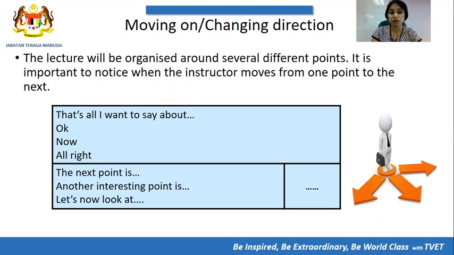Therefore, it is important to notice when the instructor or lecturer moves from one point to the next. So, this signal word or phrase will give you the hint when the lecturer is moving from one point to the next point. So it will be easy for you to take down the notes. At the same time, you also can use this signal word during your presentation when you are moving from one point to another point.